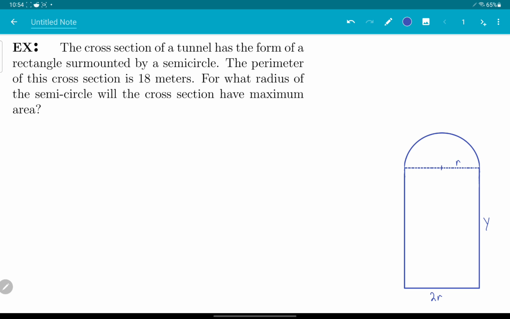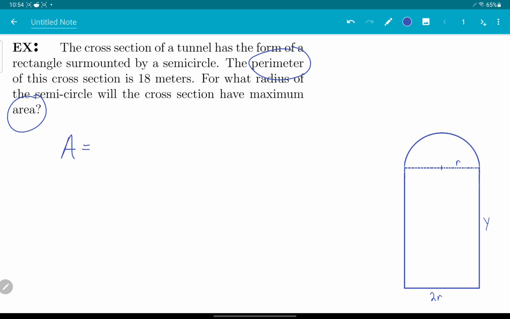Now, we want to maximize area. So area. And what's the other thing? Perimeter, fixed perimeter. Okay, so there's our two equations. So area will be the easier one, I think.